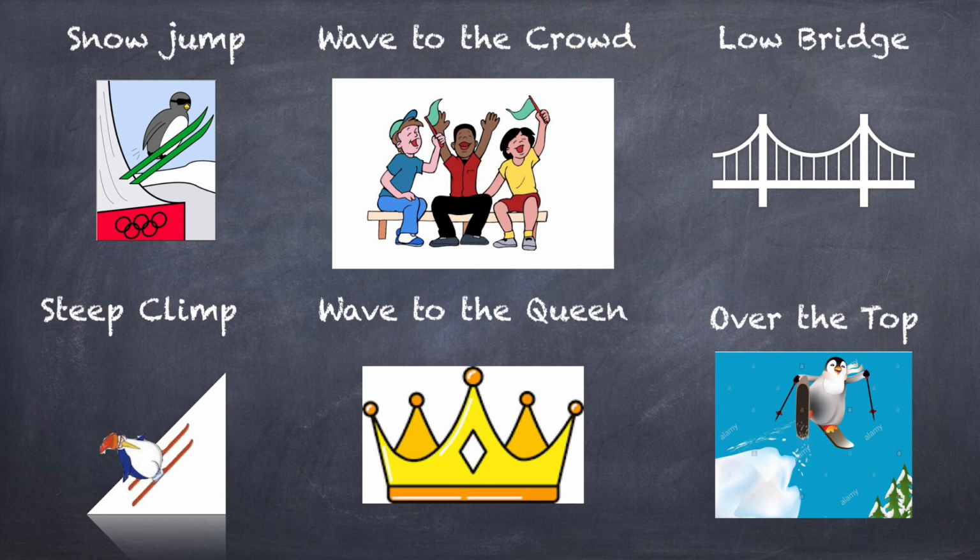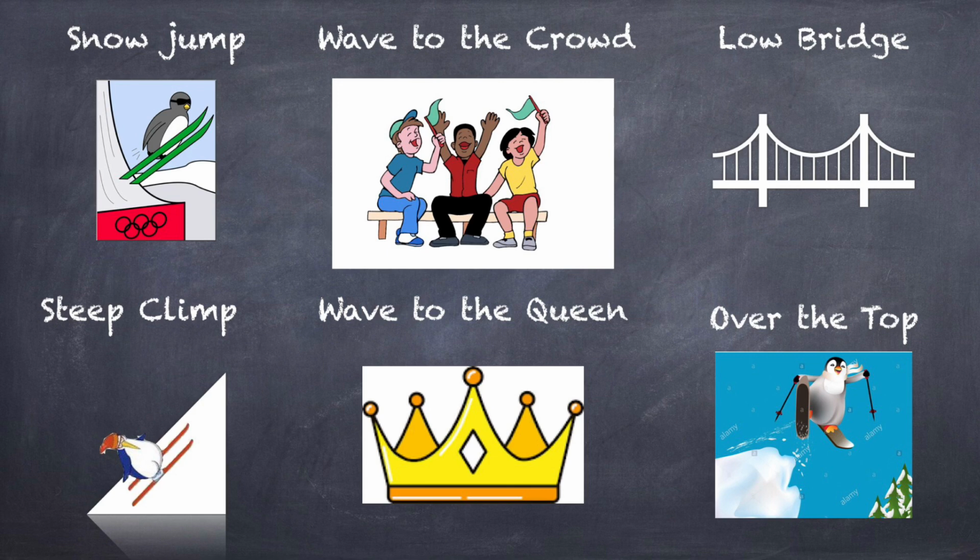You will see a penguin in the bottom row going up a very steep hill on some skis. This means a steep climb. If you see this picture flash up on the screen, you need to lean back as if you are going up a very steep hill. And then when the picture disappears again, you can carry on waddling.